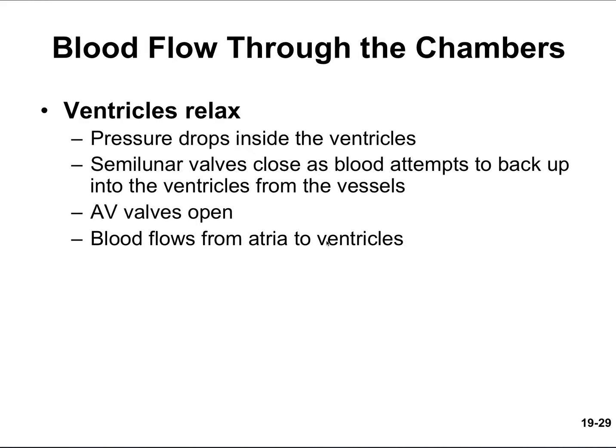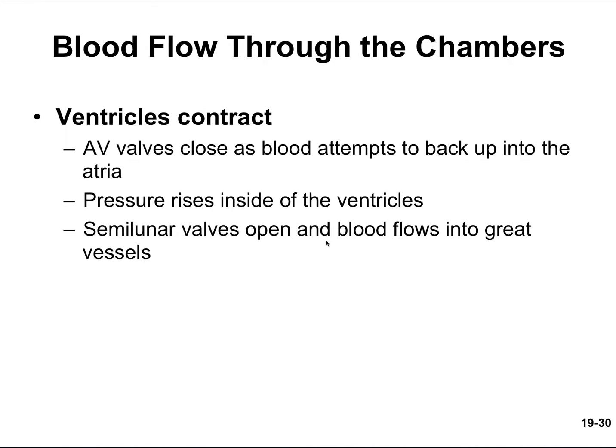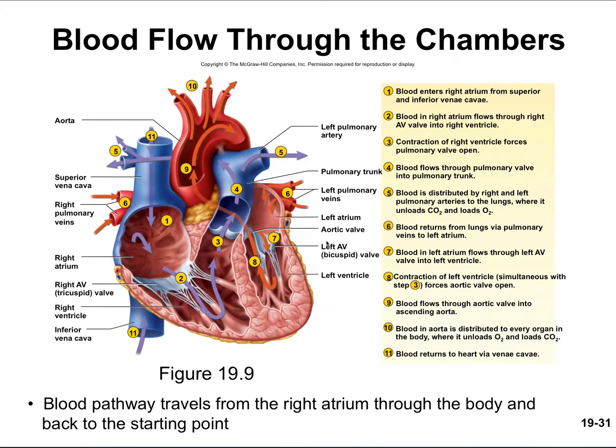When blood flows through the chambers, the ventricles relax. The pressure drops inside the ventricles. The semilunar valves close as blood attempts to back up into the ventricles from the vessels. The AV valves open, and blood flows from the atria to the ventricles. Then the ventricles contract. The AV valves close as blood attempts to back up into the atria. Pressure rises in the ventricles. Semilunar valves open and blood flows. Blood flow through the chambers.